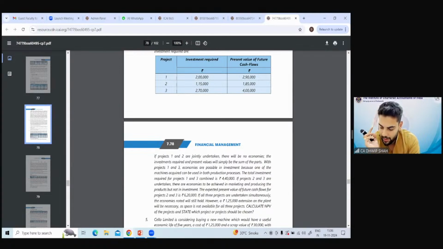When all the three projects are simultaneously taken, however, a 1,25,000 extension on plant would be necessary as space is not available for all the three projects. So when all the three projects are undertaken, you have to pay additional space rent cost, which is 125. Calculate NPV of all the projects and state which project should be chosen.